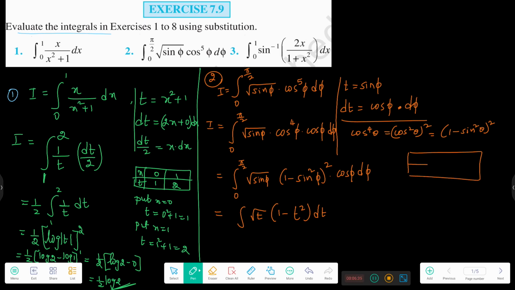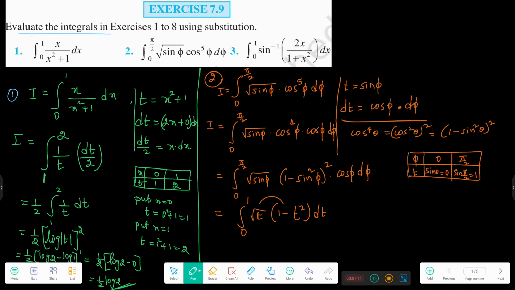For converting the limits I make a little table. First, they gave theta, we are going to convert into t. So the lower limit 0 they gave, upper limit pi by 2. Sin theta, which means sin 0, what is it? 0. So the lower limit is 0 again. Sin pi by 2 is what? 1. So the upper limit will become 1. Okay, 0 to pi by 2 became 0 to 1.